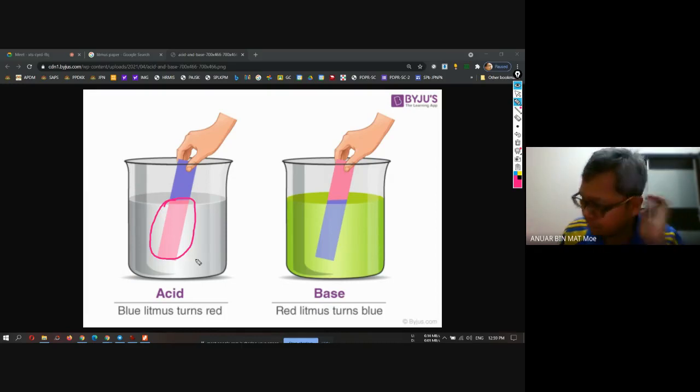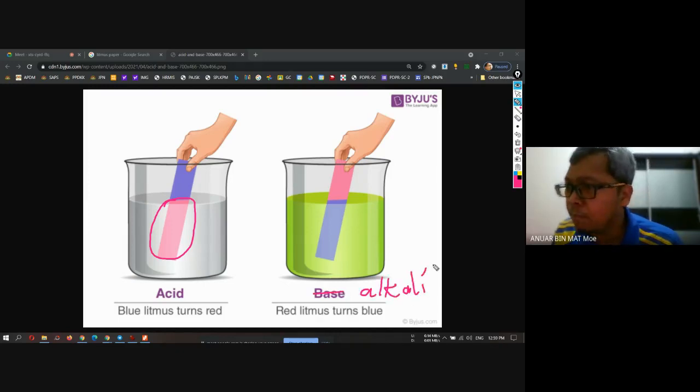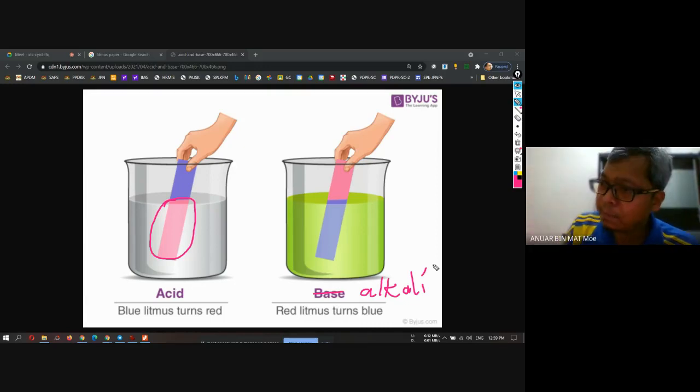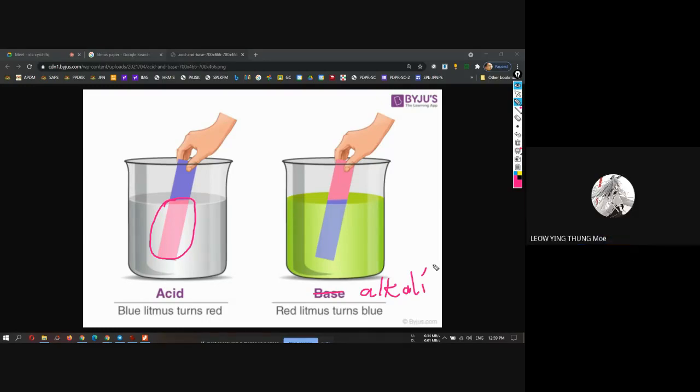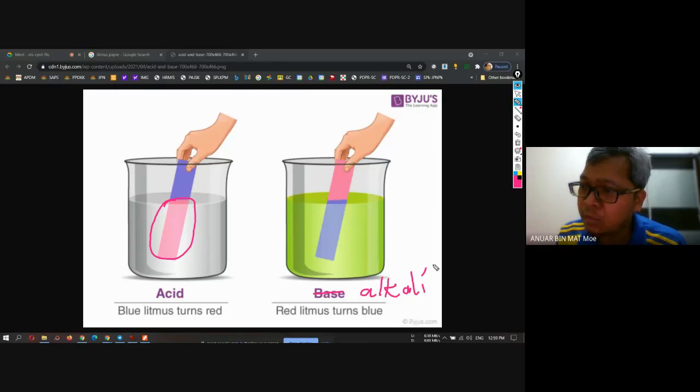So what is the color? You must remember the color here. When there is acid, it will turn red. And then when there is alkali, it will turn blue. Okay, red litmus paper, if you put inside alkali solution, it will turn blue. Blue litmus paper, if you put inside the alkali solution, got change or no change? No change. It will remain blue. Okay, you just remember this. Litmus paper, just to know whether it is acid or alkali. If acid, red. If alkali, blue.